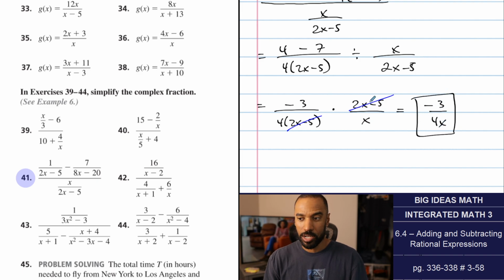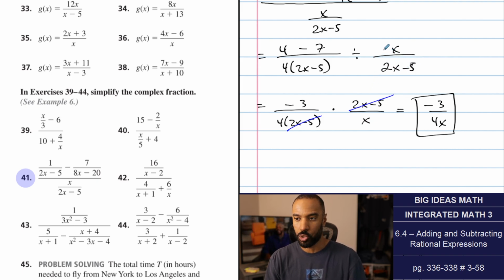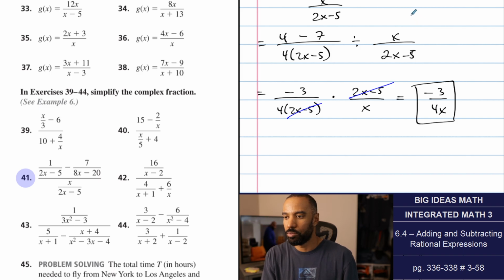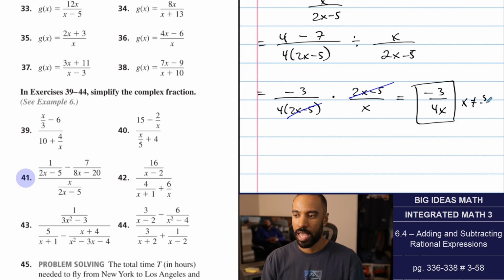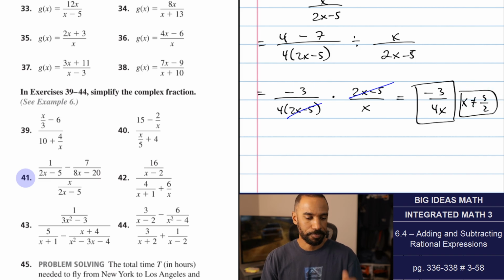Now, as far as restrictions, there was something that canceled and was also in a denominator at one point, so we're treating each of those as such. And 2x minus 5 can't equal 0. If you add 5 and divide by 2, x can't equal 5 halves. X can't equal 5 halves. So that's number 41.